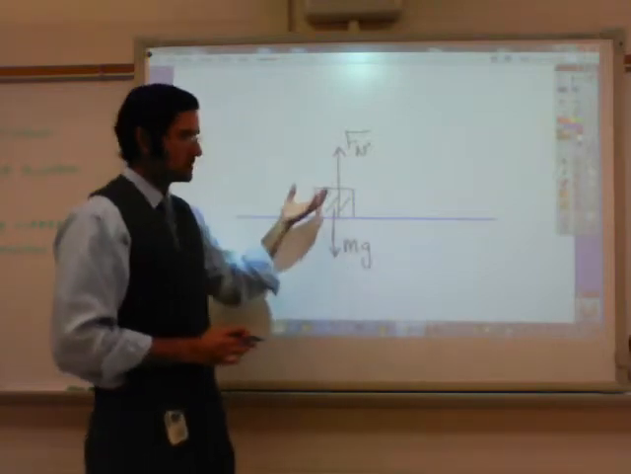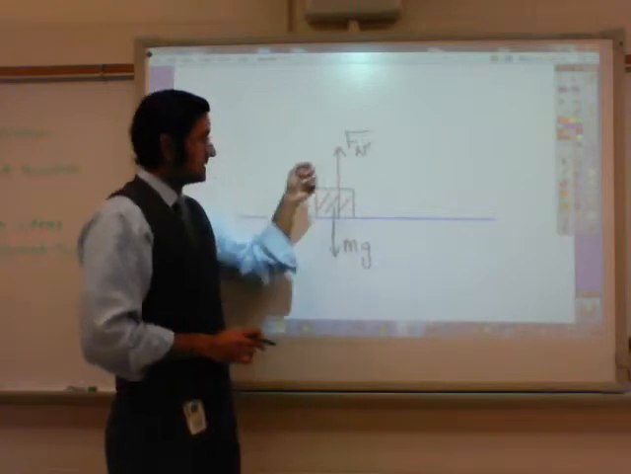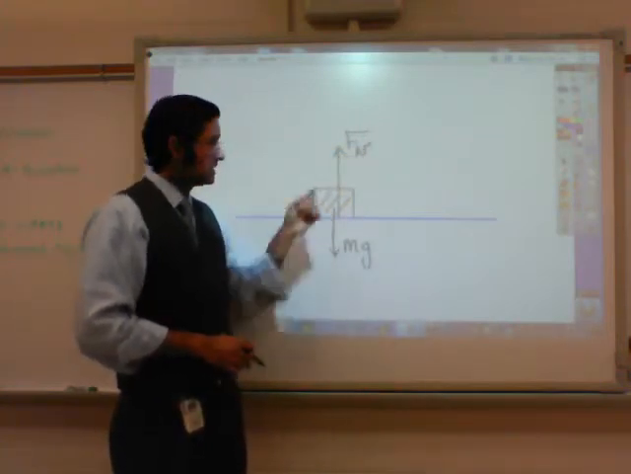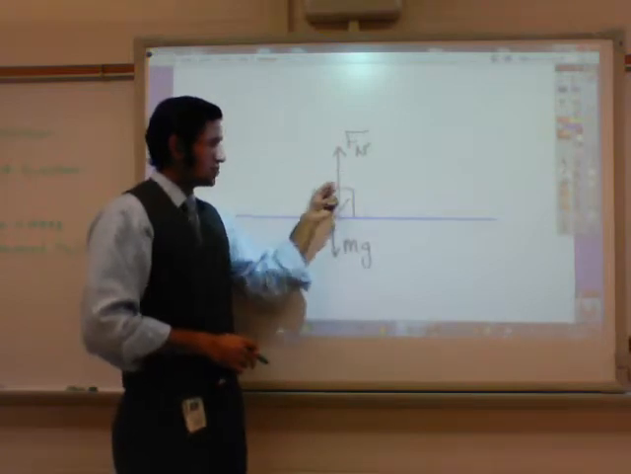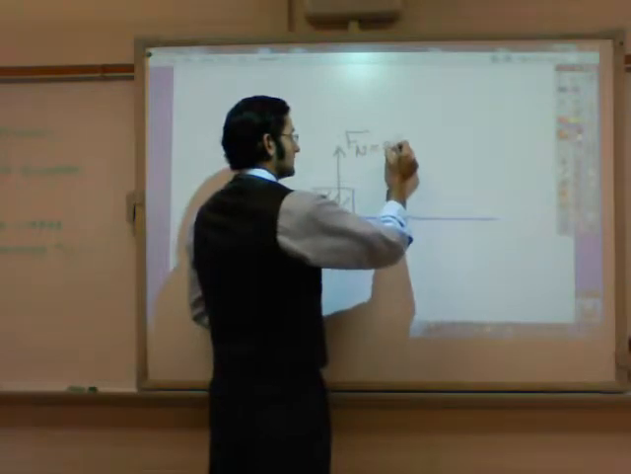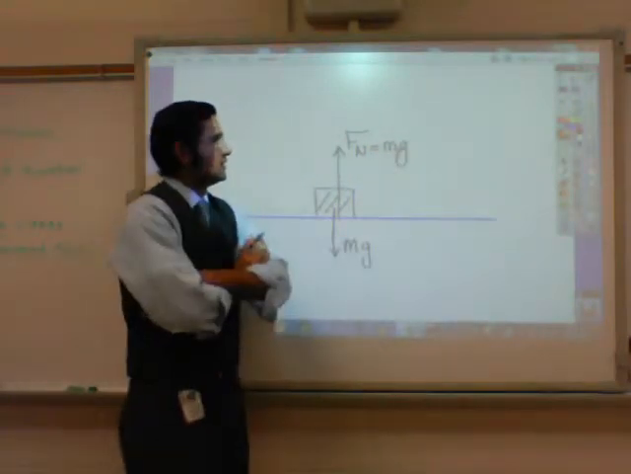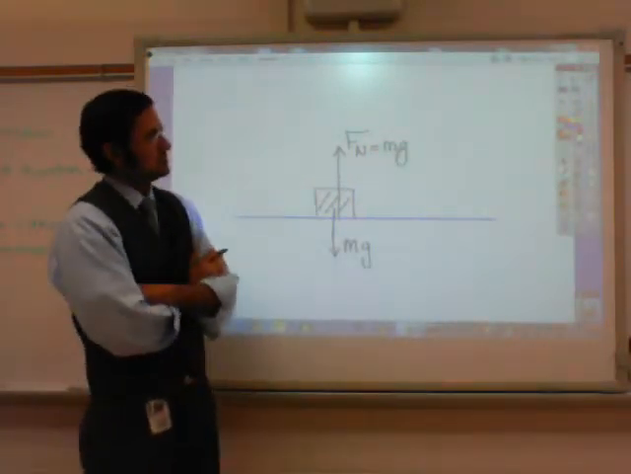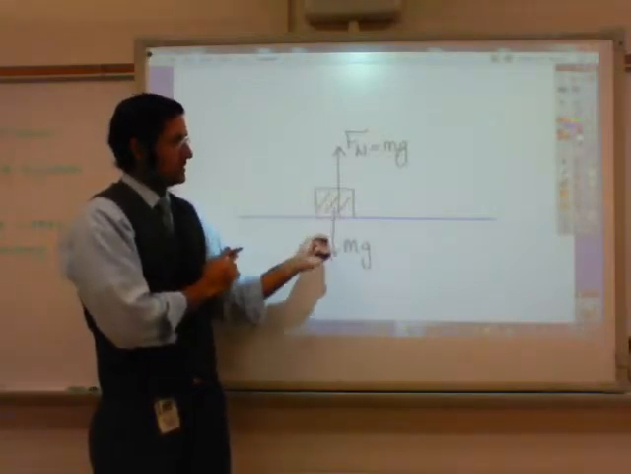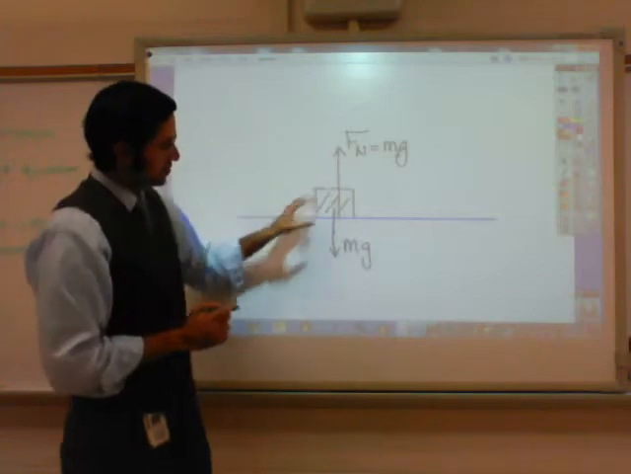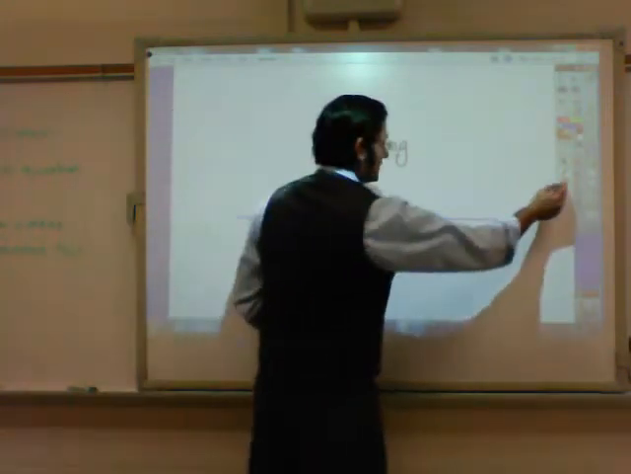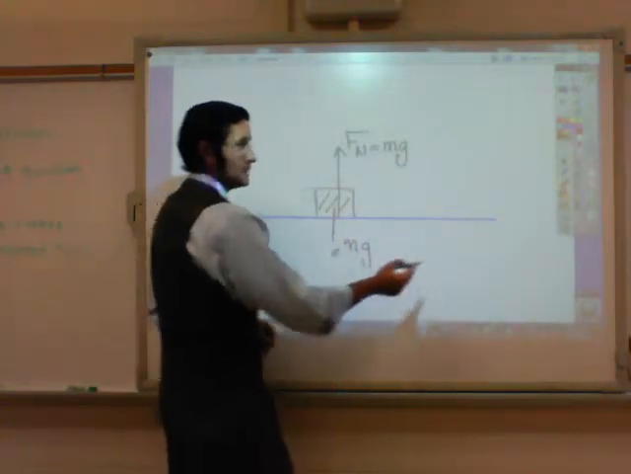But in this case, we're saying the box stays on the surface. That means the normal force that the surface is exerting on the box has to be just as great, just as strong as the force of gravity. So in this scenario, the normal force is equal to the force of gravity. It is in the opposite direction, but just the same strength. That's why I'm trying to draw these arrows to be identical. They should be drawn the same length.